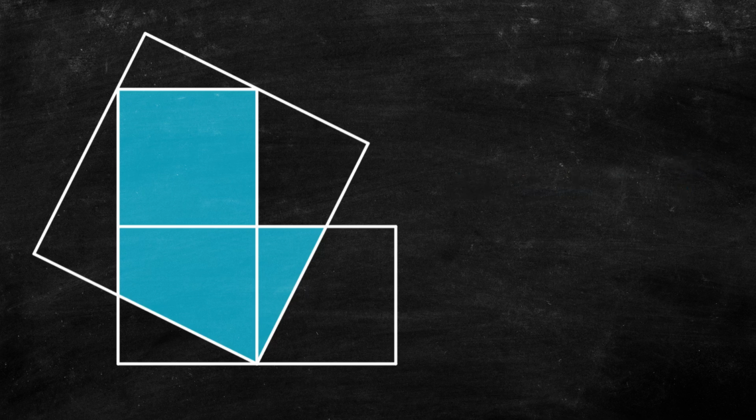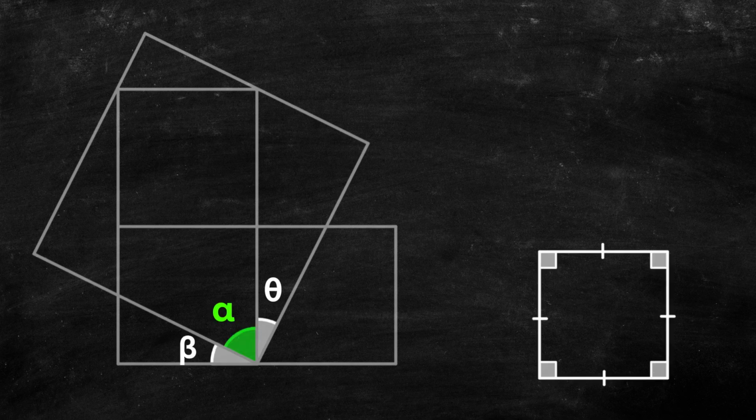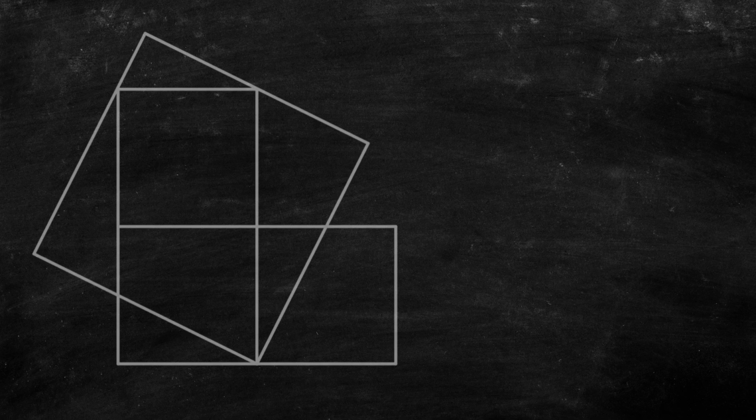Here's how we solve it. Assume this angle is theta, this angle is alpha, and this angle is beta. It is an already known fact that squares have right angle or 90-degree corner angles, so this is 90 degrees, and also this one. Using angle addition, theta plus alpha is equal to 90 degrees. Let's write that down.